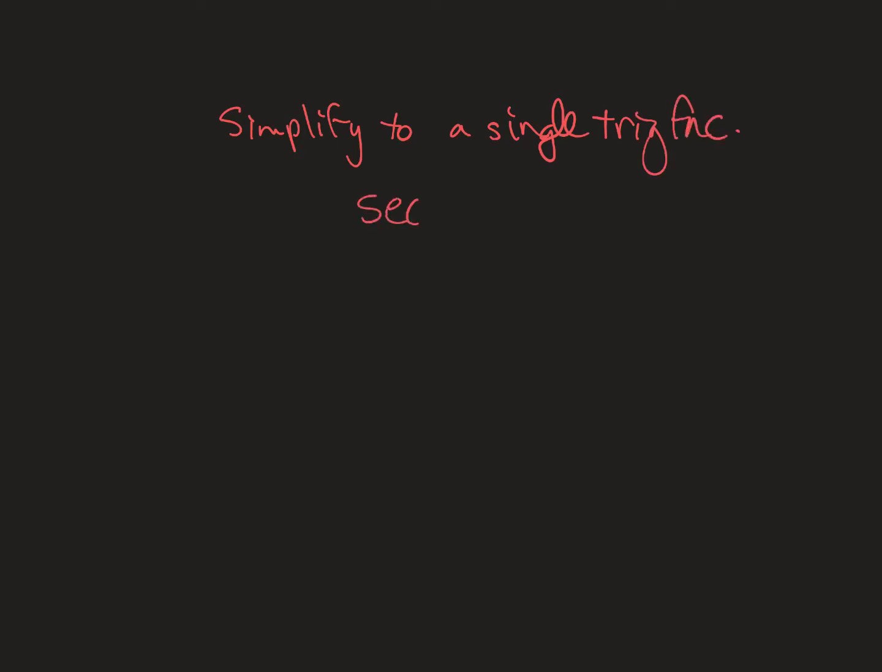Okay, so what if I were to say, simplify to a single trig function the following: secant theta minus tan theta sine theta. So one type of problem that we'll do is simplifying. And then we'll talk about when we have to verify an identity.